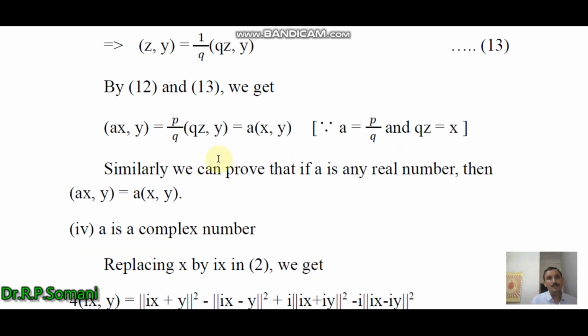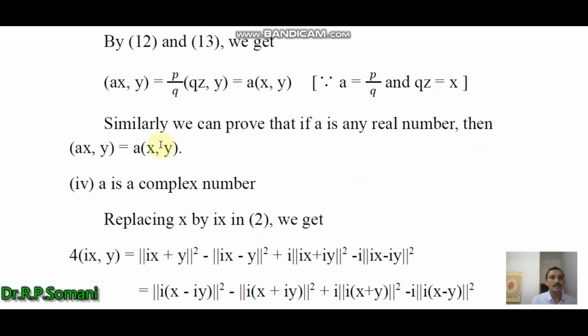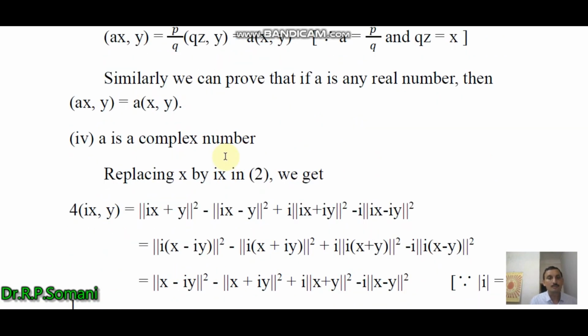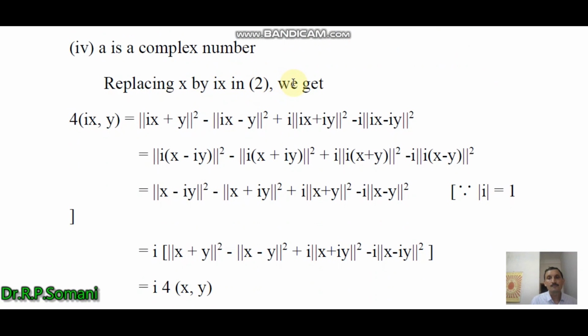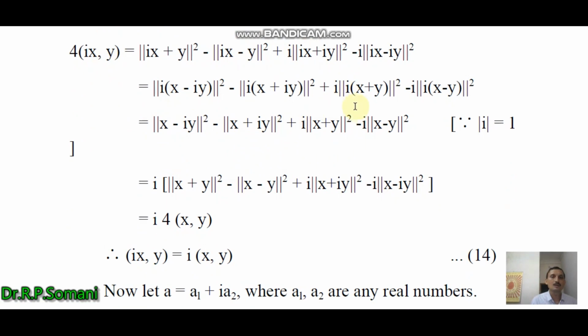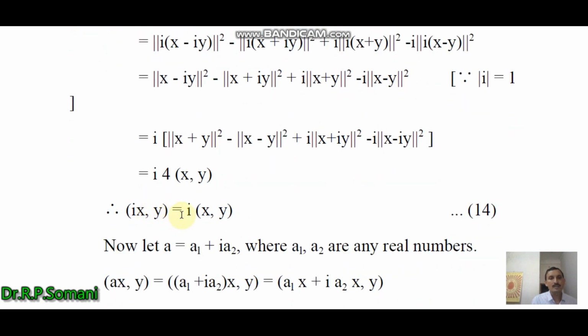So similarly, we can prove that if a is any real number, then a x, y equals a x, y. Now we check for a complex number. If a is a complex number, we replace x by iota x, and we obtain for iota x, y, after simplification, iota x, y equals iota x, y. We denote this as equation number 14.